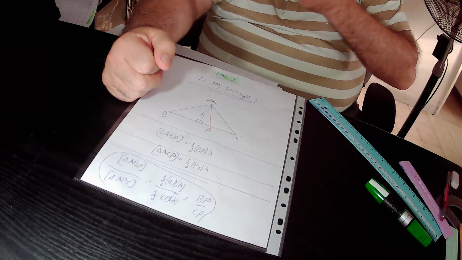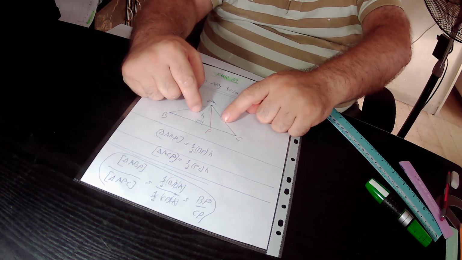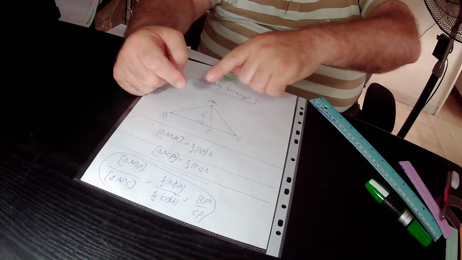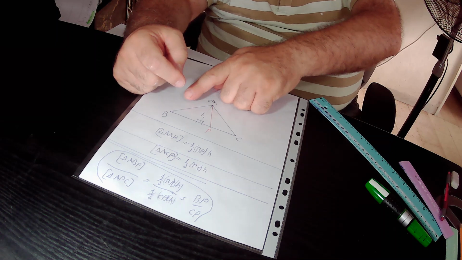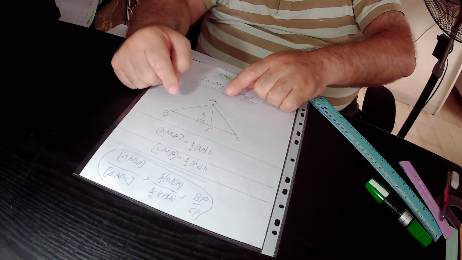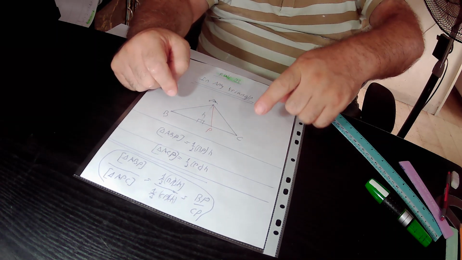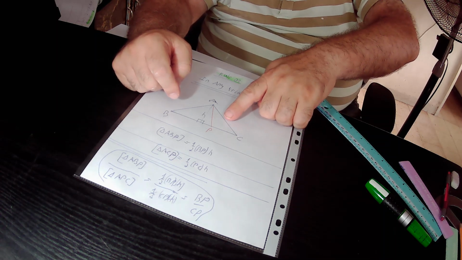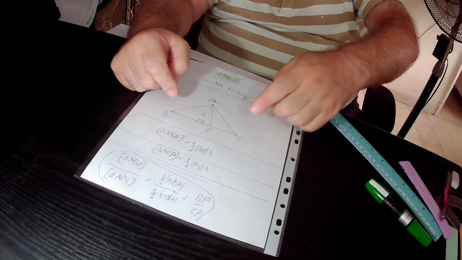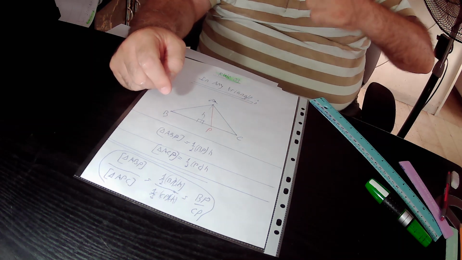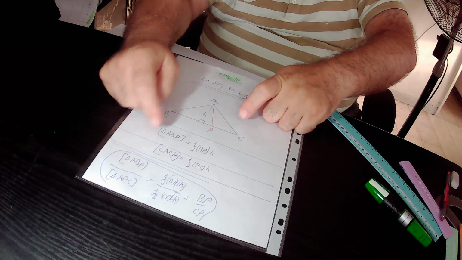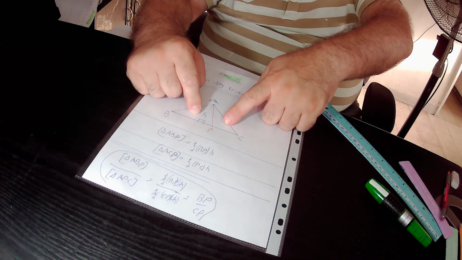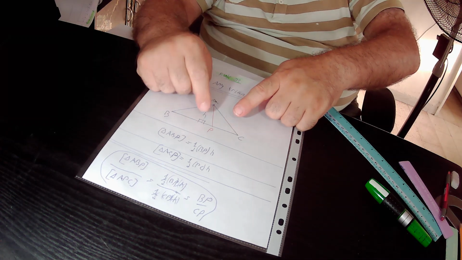So we found out that the ratio between the areas of those two small triangles is equal to the ratio between their bases. Why? Because BP is the base of this small triangle ABP, and CP is the base of this small triangle APC. Repeat again, we found out that the ratio between the areas of those two small triangles is equal to the ratio between their corresponding bases. That is BP over PC.